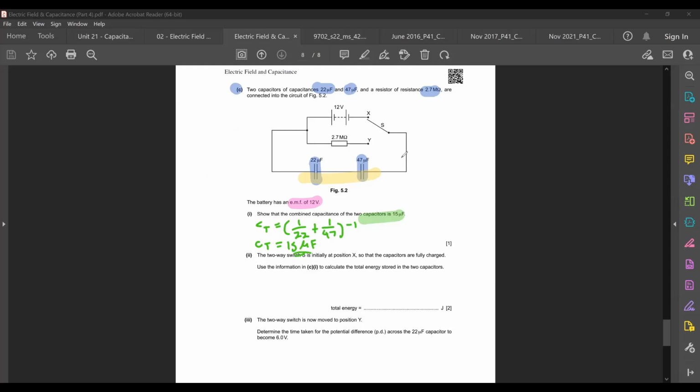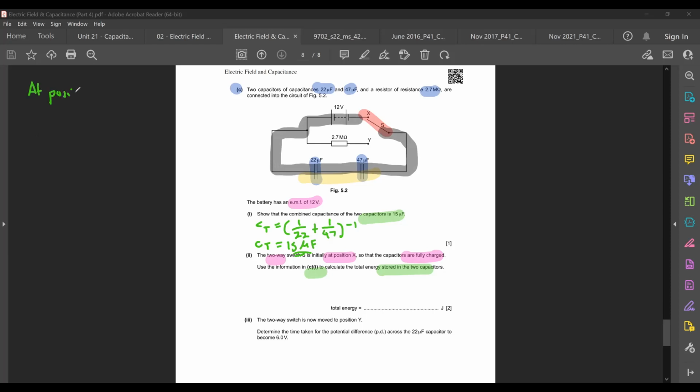Okay. Now, after that, they mentioned this: your two-way switch is initially at position X, so that the capacitors are fully charged. Use the information in C1, which is the one that you've just done above, to find the total energy stored inside the two capacitors. Okay, so let's consider this now. Your switch is at position X, meaning to say here, the circuit that you need to consider is this black colored loop here. Okay, so it helps to draw it out whenever you do your capacitance questions.